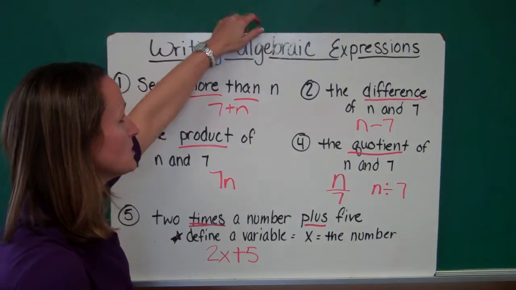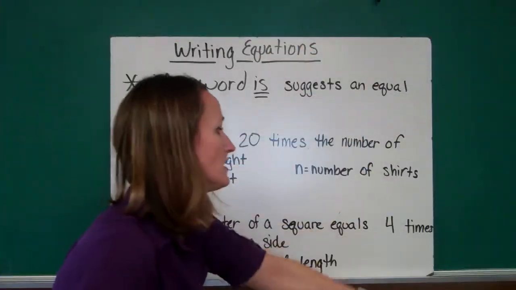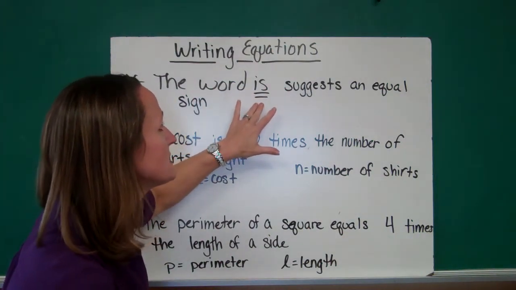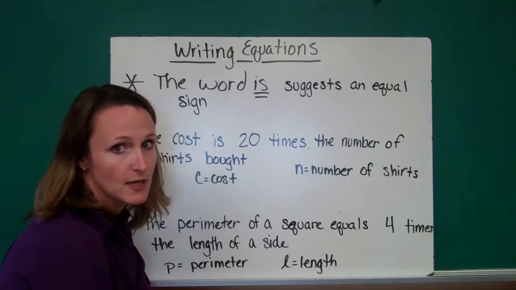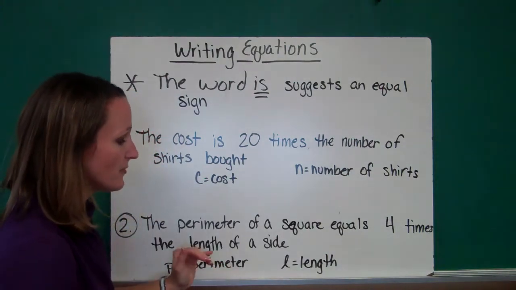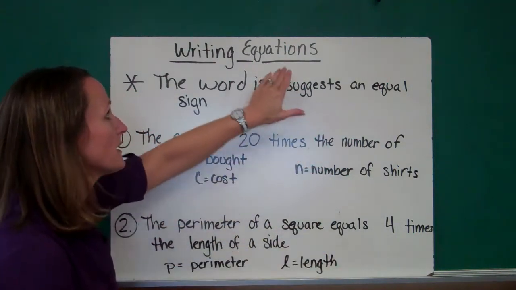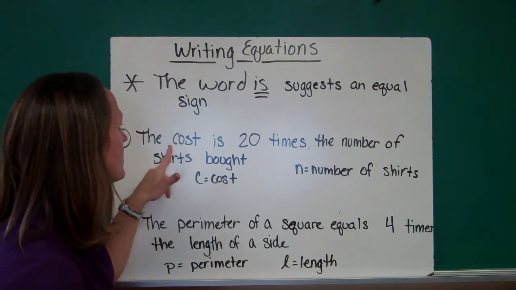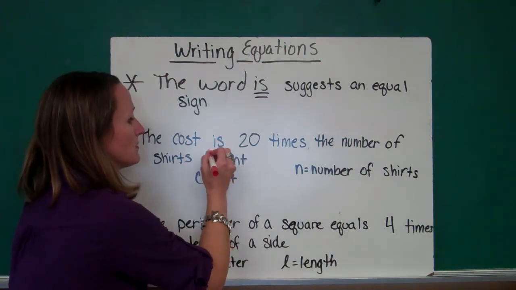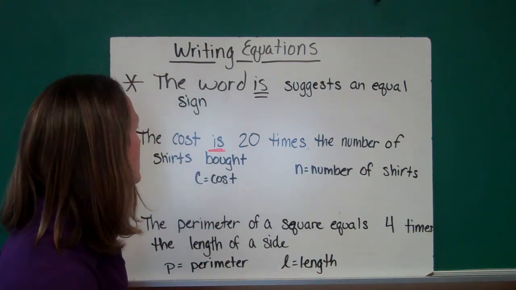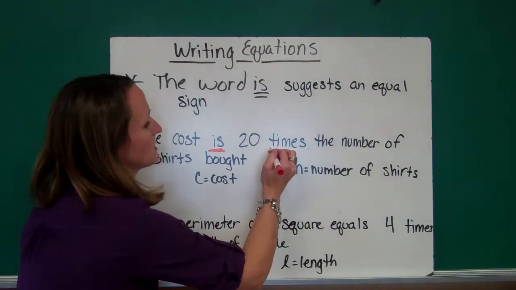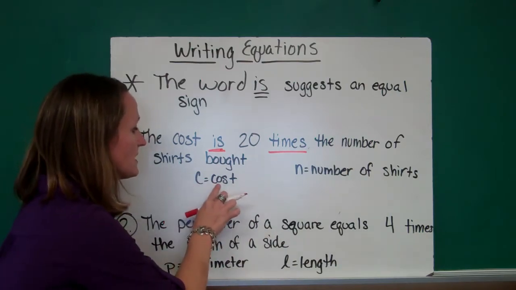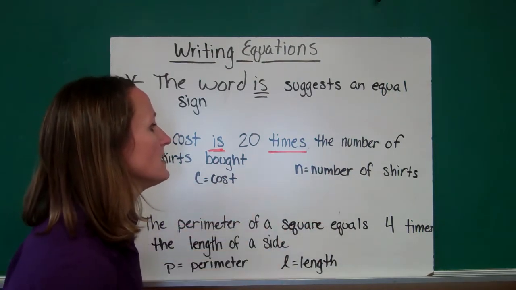Okay, so what if we wanted to write an algebraic equation? Now we're going to have the word is, and this is going to suggest an equal sign. So now we've gone from expressions where there's no equal sign to an equation where there is an equal sign. So let's look at this first one. The cost is 20 times the number of shirts bought. Times, we know there's going to be a multiplication. So we're going to have a couple of variables. C represents the cost, and n equals the number of shirts.